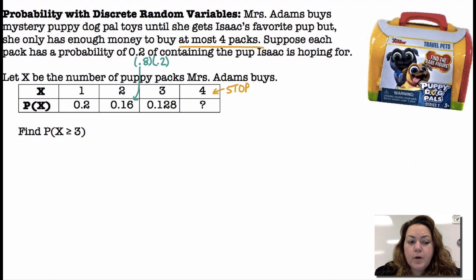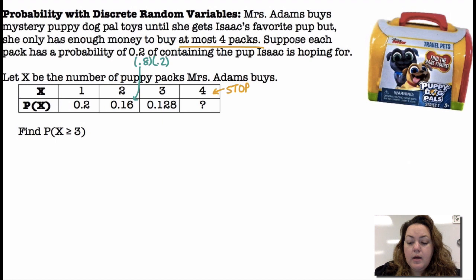Also, the first one, when I buy just 1, the probability that I stop there is 0.2 because there's a 20% chance that I will get that pup on the first try. The next one, when I do 2, well, the first time I didn't get it, which means there's a 0.8 chance of not getting it because there's a 0.2 chance of getting it, times getting it on the second time, which is 0.2. So that's 0.8 times 0.2. That's where that came from.